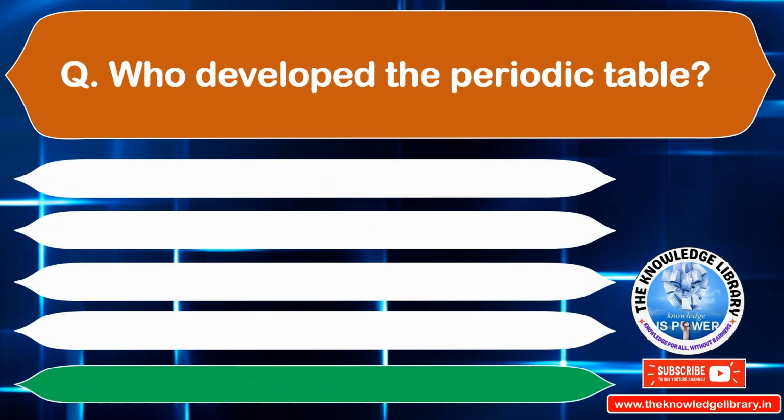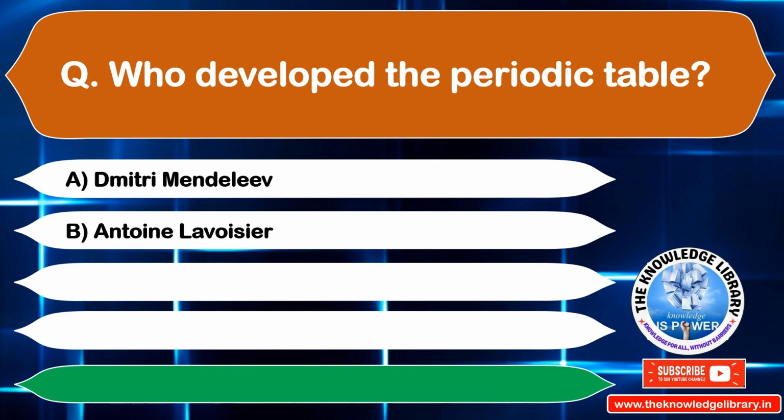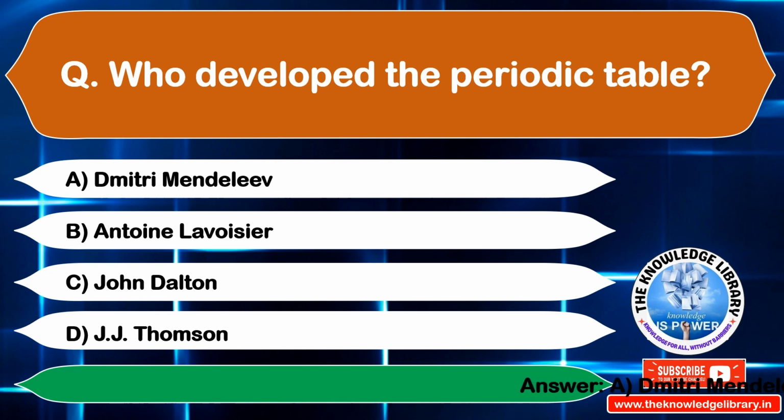Moving to the next question. Who developed the periodic table? Option A. Dmitri Mendeleev. Option B. Antoine Lavoisier. Option C. John Dalton. Option D. J.J. Thomson. The correct answer is option A. Dmitri Mendeleev.